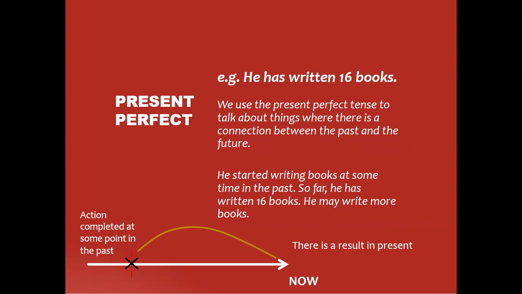So we can say that we use the present perfect simple to talk about things where there is a connection between the past and the future. It means an action completed at some point in the past, which has continued to the present and may continue to the future.